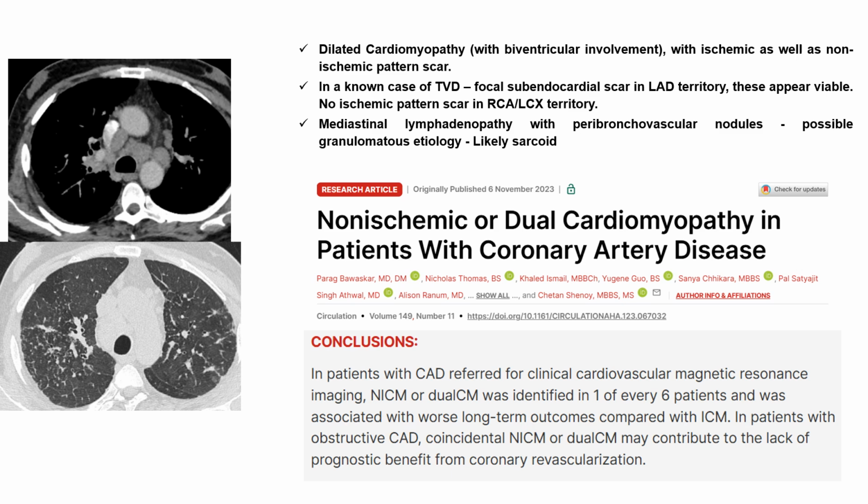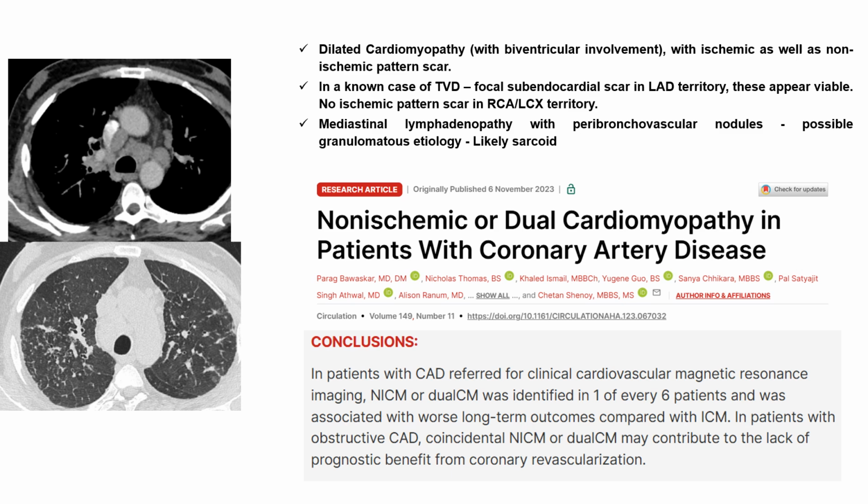Now, this recent article by Parag Bhavsar and others showed that non-ischemic and dual cardiomyopathy in a patient with CAD is actually quite common. It's seen in one out of every six patients. And these have worse outcomes compared to ischemic cardiomyopathy. And these contribute to lack of prognostic benefit after coronary revascularization.